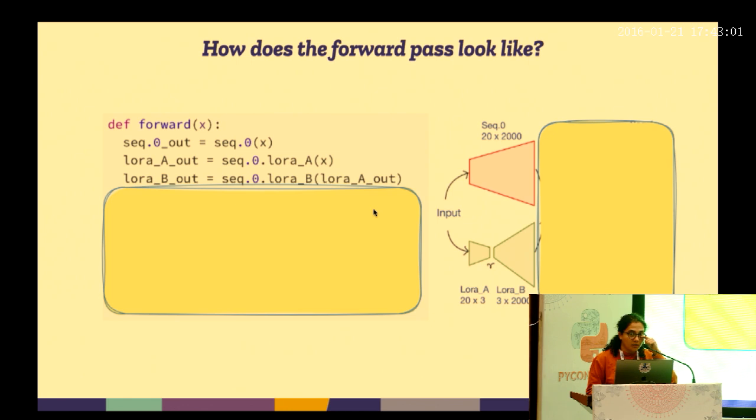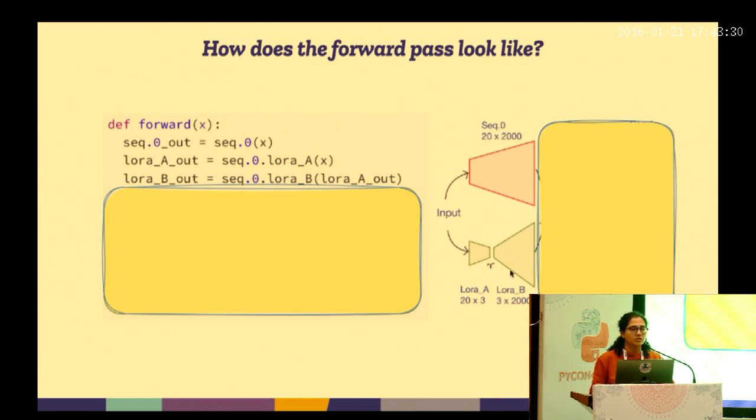So let's look at how the forward pass will look. Your X is the input. It's going via sequence 0, and coming out of sequence 0 as sequence 0 underscore out, which means I am here, right? And then the same input is going into LoRA A, which is the first smaller matrix. It's coming out as LoRA A out, and then it's going into LoRA B, the second smaller matrix, and coming out as LoRA B out.